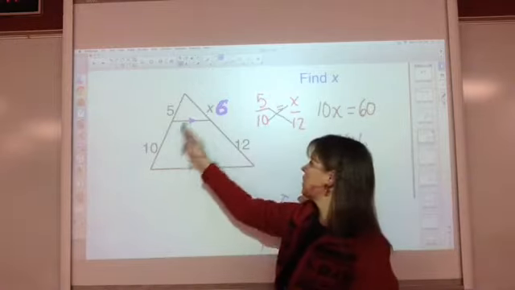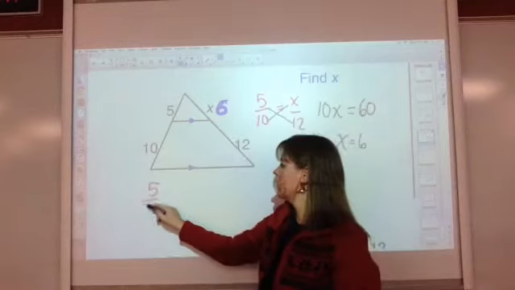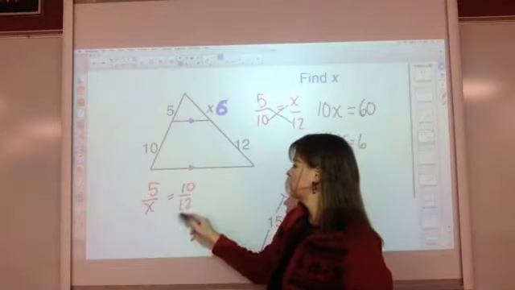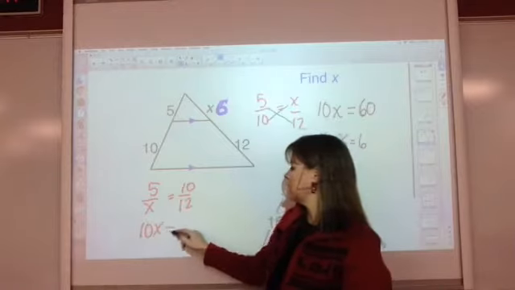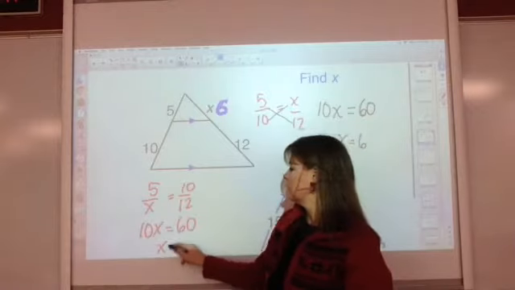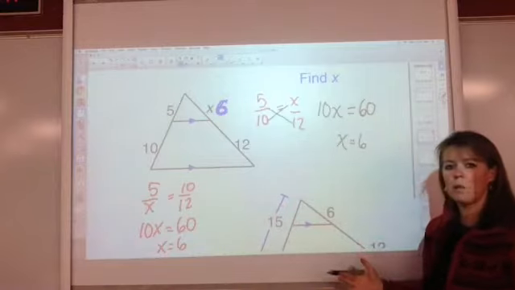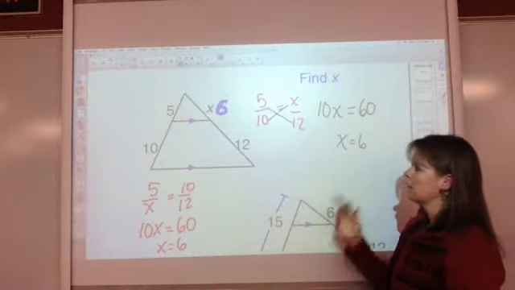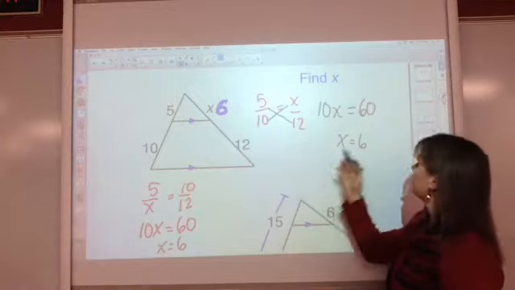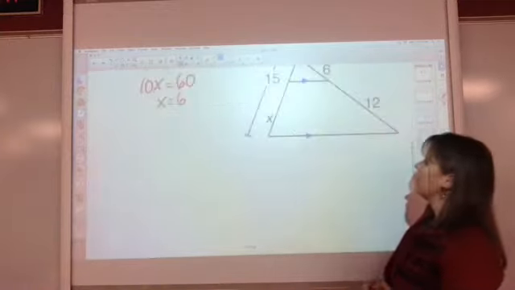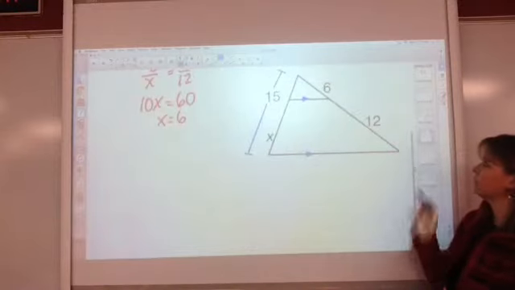Just a reminder, instead of going 5 to 10, you could have gone 5 to x and then 10 to 12. Cross multiply again. 10x equals 60, and x is still going to equal 6. So you could set it up one way, your partner sets it up a different way. As long as you stay consistent with your method, you're going to both get it right. Now be a little bit careful with this one.